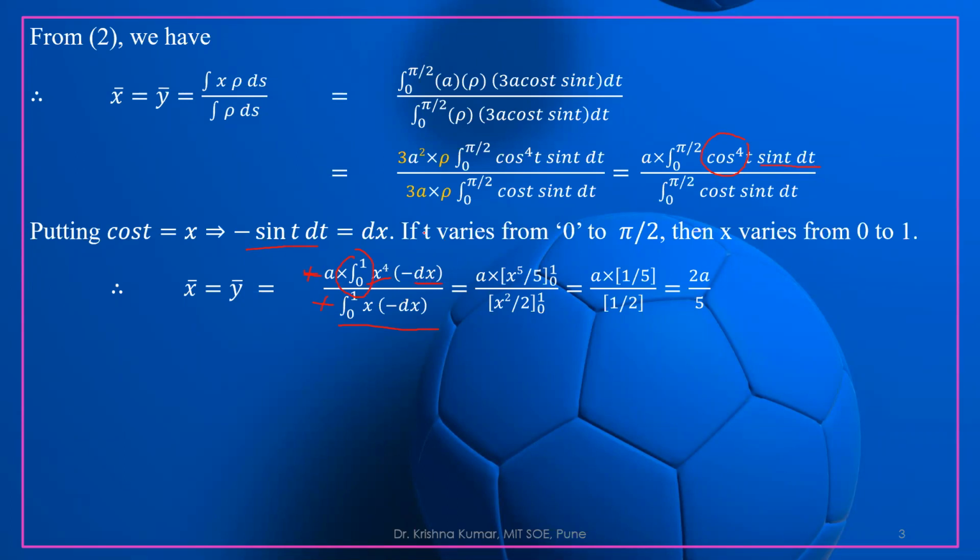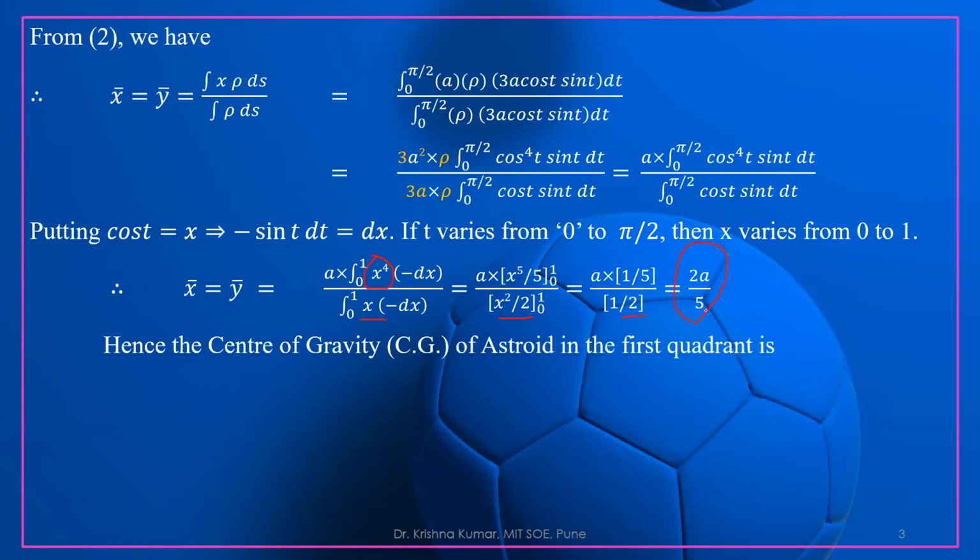So now if we integrate it, what is the integration of x to the power 4? The integration of x to the power 4 is equal to x to the power 5 by 5 under the limit 0 to 1, divided by integration of x is equal to x square by 2 under the limit 0 to 1. If we simplify it, a into 1 by 5 upon 1 by 2. So this 2 goes to numerator, 5 goes to denominator. So what is the value of x bar, y bar? It is 2a upon 5. So what is the center of gravity? Hence the center of gravity of the asteroid in the first quadrant is 2a upon 5, 2a upon 5.